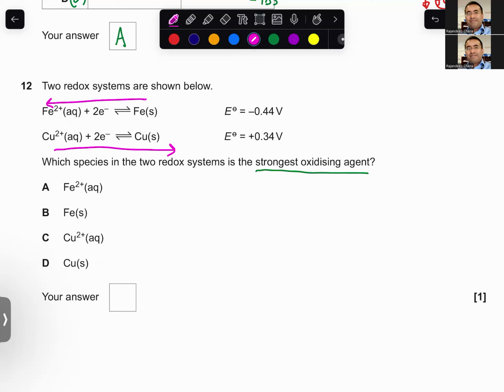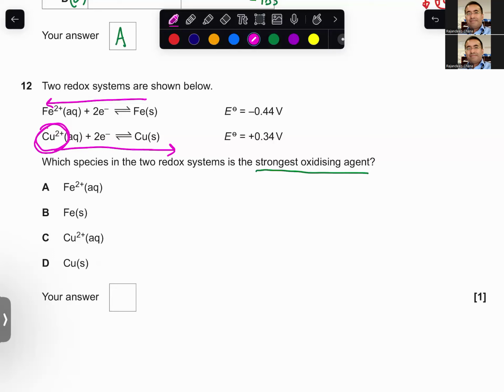So what's going to happen? An oxidizing agent will gain electrons. So this will gain electrons. And yep, I think Cu2+ is the only one in this setup.